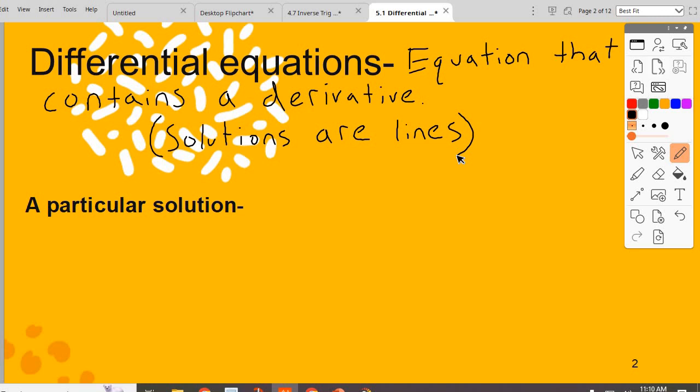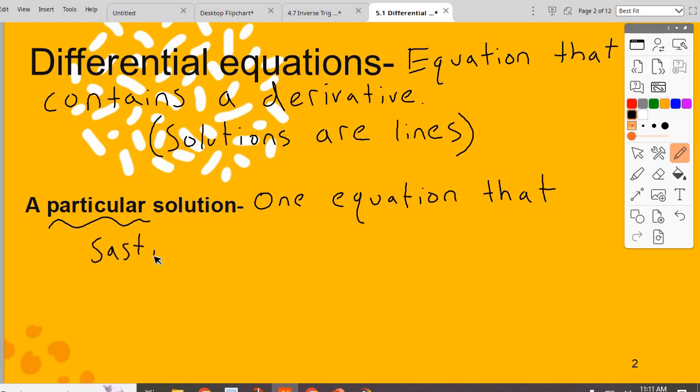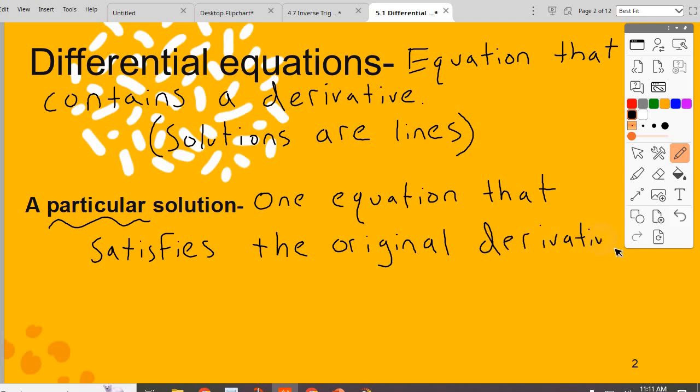So remember, a particular solution is one equation that satisfies the original derivative requirements.